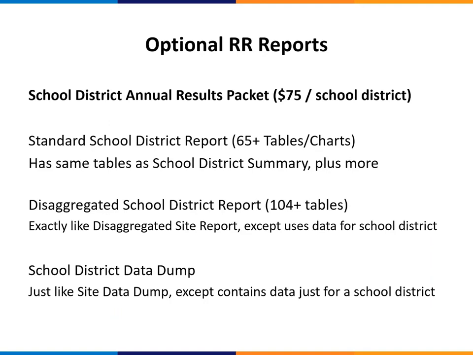You can also order optional reports. We have what's called a school district annual results packet. That is $75. You get a standard school district report. So remember, it actually has the same tables as the school district summary. It just has more tables, a little more than 65 tables in it.